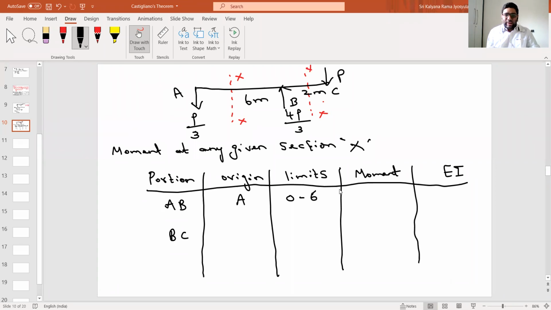Now, moment in the portion AB. We have a section X and we are taking this as X from A. When we take this as X, what will happen? Minus P by 3 into X. And what is given with respect to EI? EI is constant. So therefore it is EI. Very simple. Take the portion as AB, start from A, which is 0 to 6, and write the moment value at any given section X in terms of the direction. So this is anti-clockwise. So minus P by 3 into X.